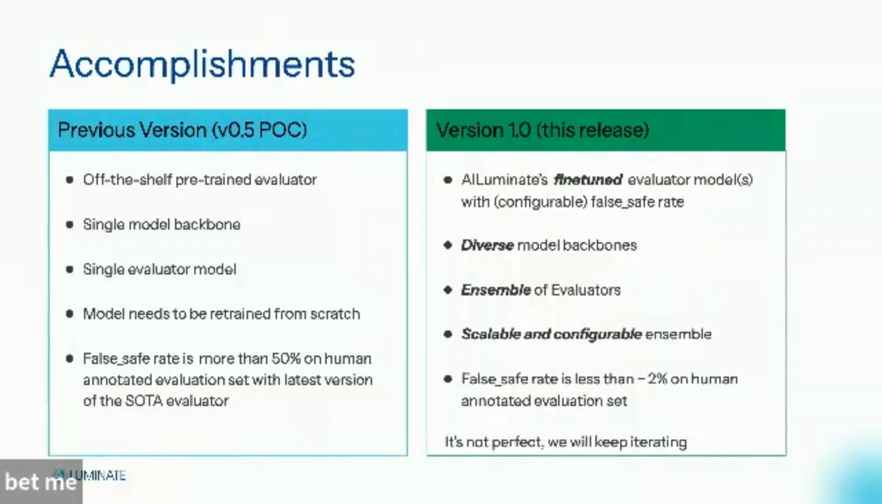So I think we believe we have achieved what we set out to do. In comparison to the previous versions, we've now built a fine-tuned evaluator model that has a configurable metric that we can track. We have diverse model backbones so that we're not reliant on one single model backbone. We have an ensemble of evaluators, which is scalable and configurable, and we have achieved a false safe rate that is significantly lower than the state-of-the-art, so we have pushed the state-of-the-art on our own data and our own taxonomy. Of course, it's not perfect, but we're going to keep iterating and producing better models as we go ahead.